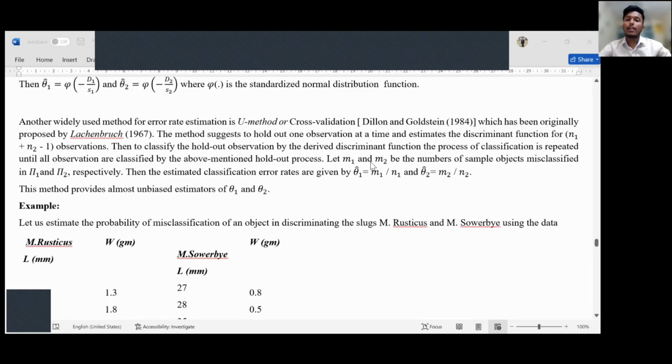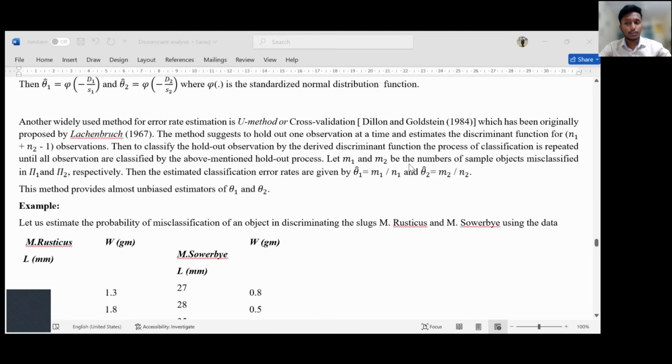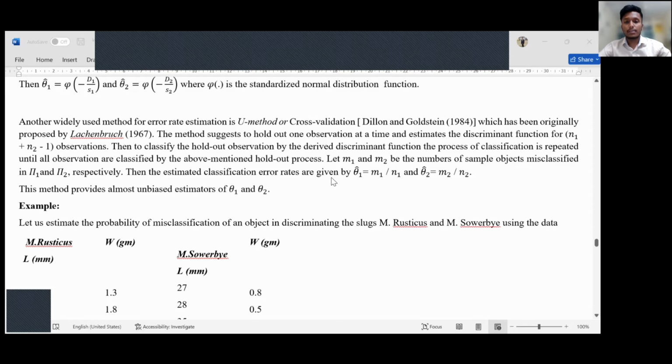Let M1 and M2 be the number of sample objects misclassified in population 1 and population 2 respectively. Then the estimated classification error rates are given by theta 1 cap equal to M1 upon N1 and theta 2 cap equal to M2 by N2. This method provides an almost unbiased estimator of theta 1 and theta 2.